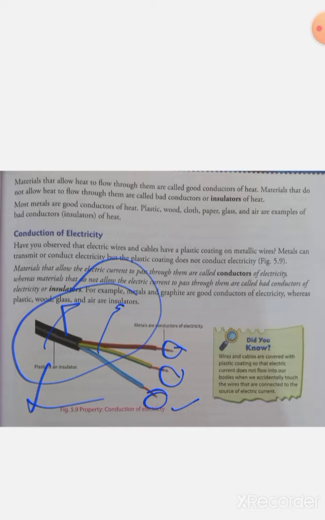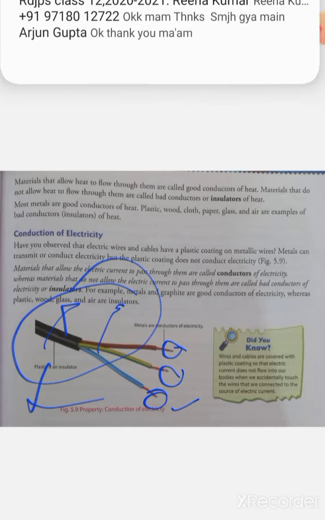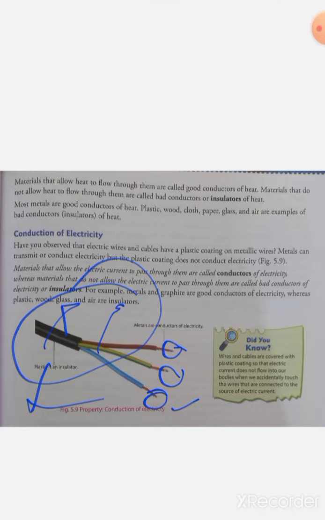So this is the chapter, sorting materials into groups. This is the last part of this chapter. So I hope you must have understood the chapter sorting materials into groups. What we are doing in this chapter is separating, or basically placing, the things together on the basis of the property.